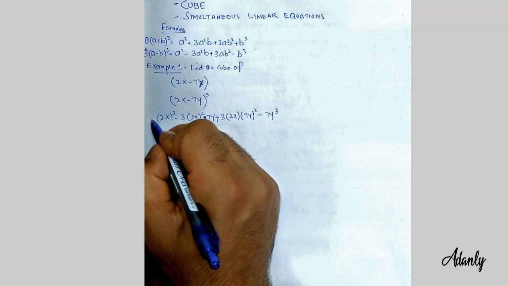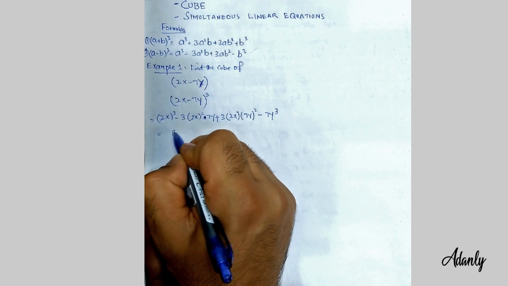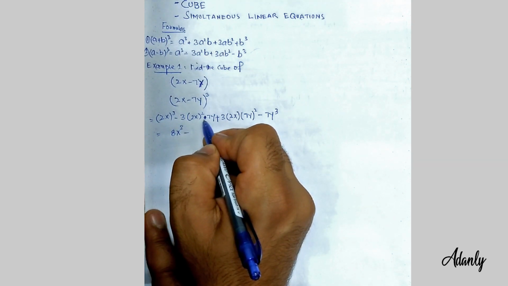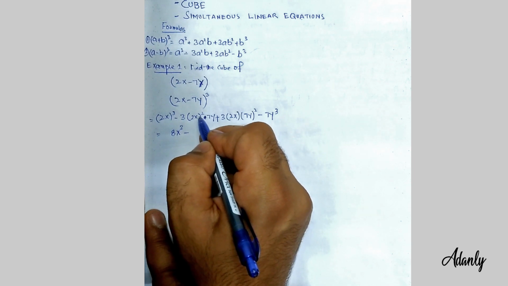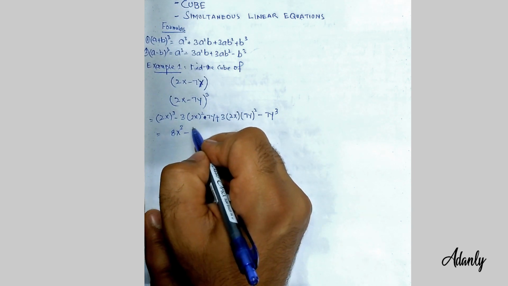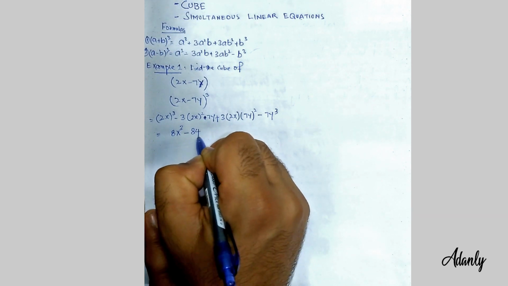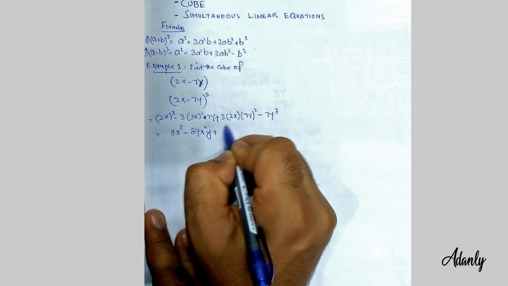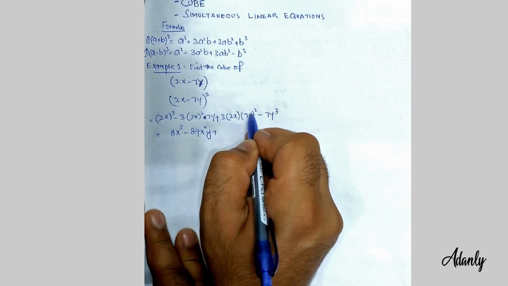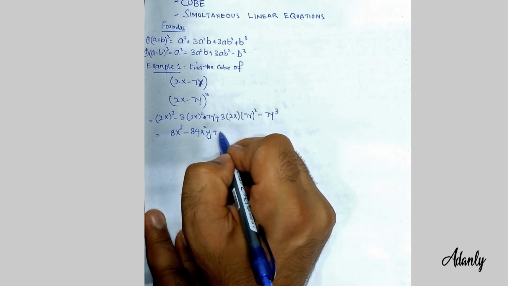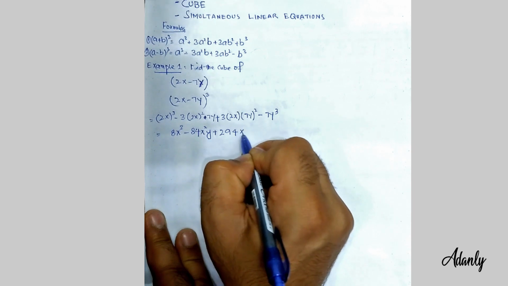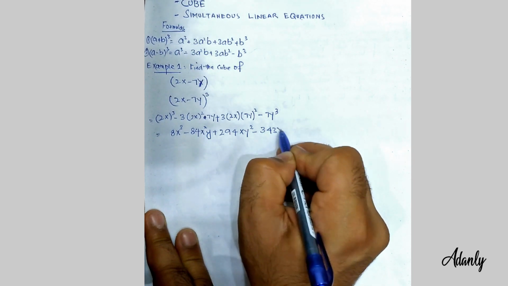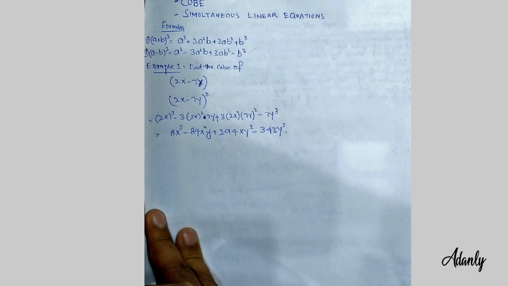Now we will simplify it further, which will make it 8x cube minus the product of 3 and 7 is 21, and 2 square gives 4, so 21 multiplied by 4 gives 84x square y, plus the product of 7 square, 49, multiplied by 2 multiplied by 3 gives 294xy square, minus 7 cube gives 343y cube. So this is the answer of the given expression.